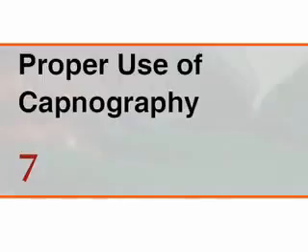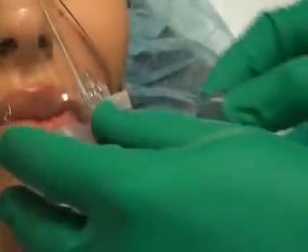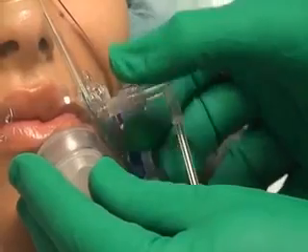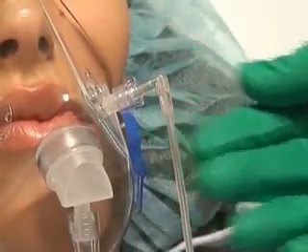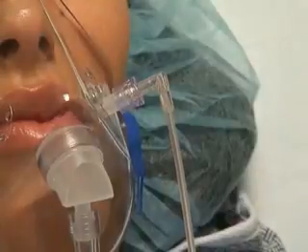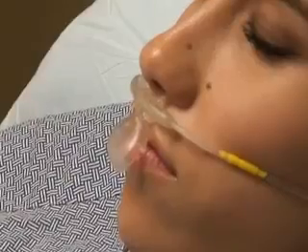Proper use of capnography. In patients who are not intubated, place the side stream sampling catheter close to the patient's airway, using either a face mask or a nasal cannula.